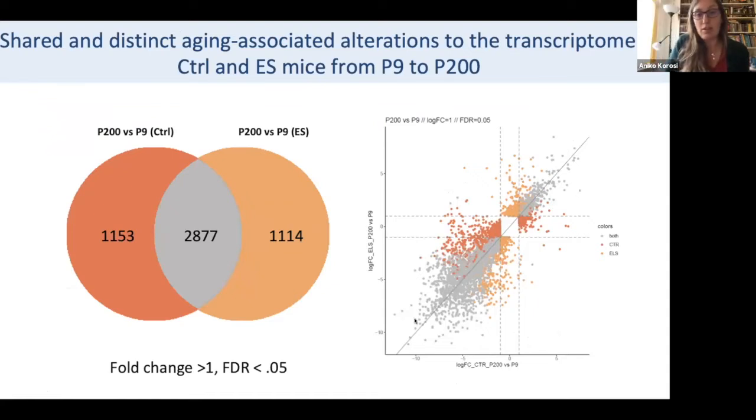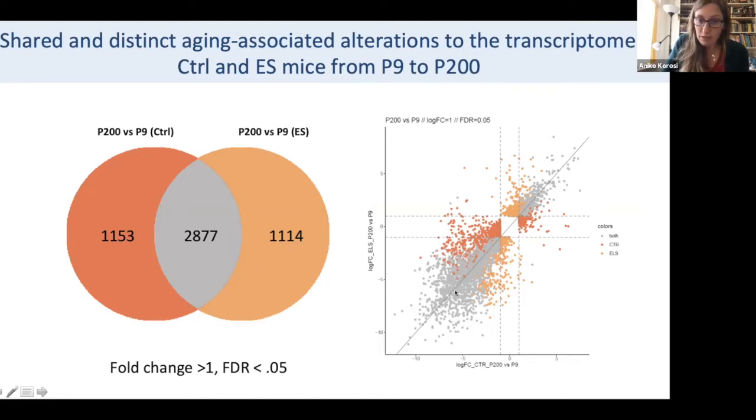So what you can see here is a 4-way plot. Here you can see the comparison of control animals P200 to P9 and the gene expression comparison of early life stress animals P200 to P9. So basically we are trying to tease apart what the aging-related trajectory or changes in gene expression from P9 to P100, 200 are, and how this is impacted by early life adversity.